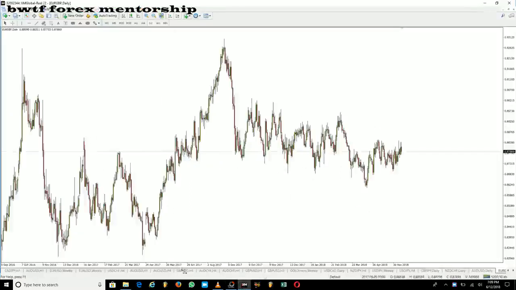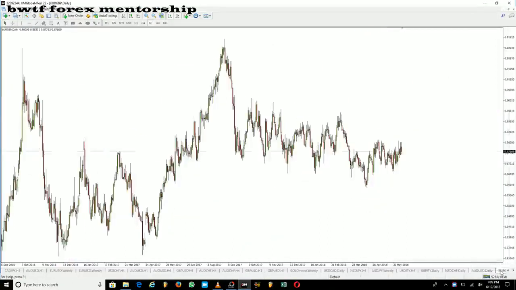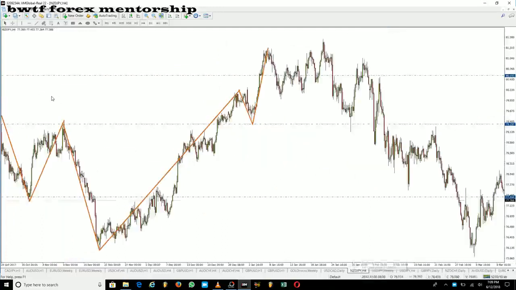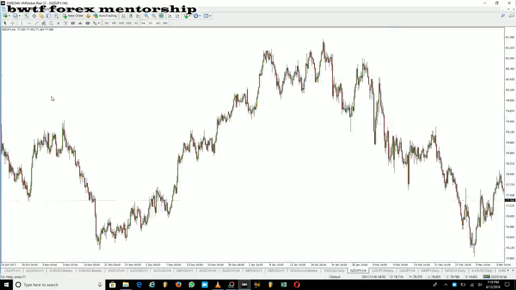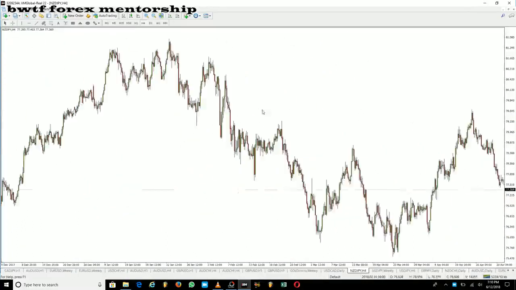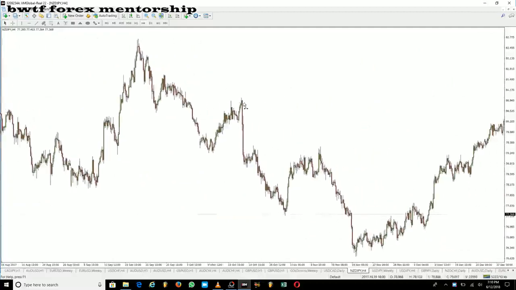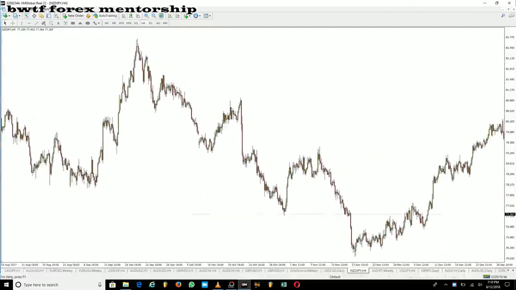I'm gonna look at this. No, we already did this one and this one. Okay, so I'm gonna look at this. I'm gonna look for a good example. No, sorry, let me use USDJPY.